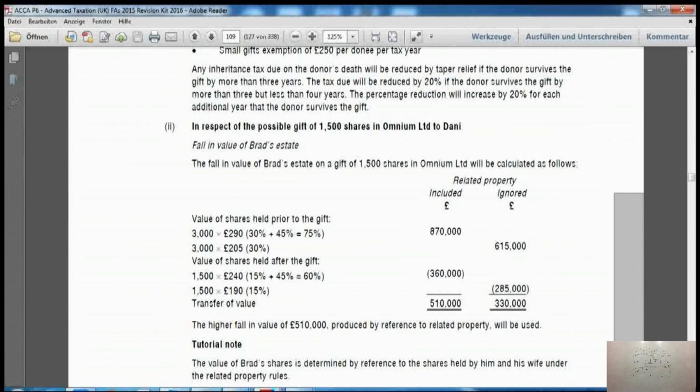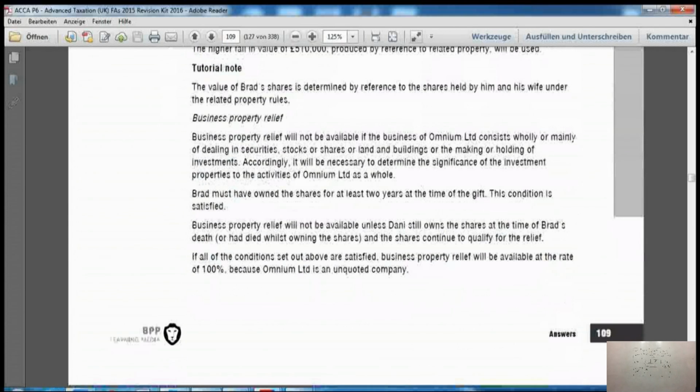Alright, and after that, as we can see, it is business property relief. The notes in the kit will be exactly the same thing which we have just studied. Business property relief will not be available if the business of Omnium Limited consists wholly or mainly of dealing in securities, stocks or shares. Although he fulfills some conditions, the business he is dealing with deals in securities and shares.